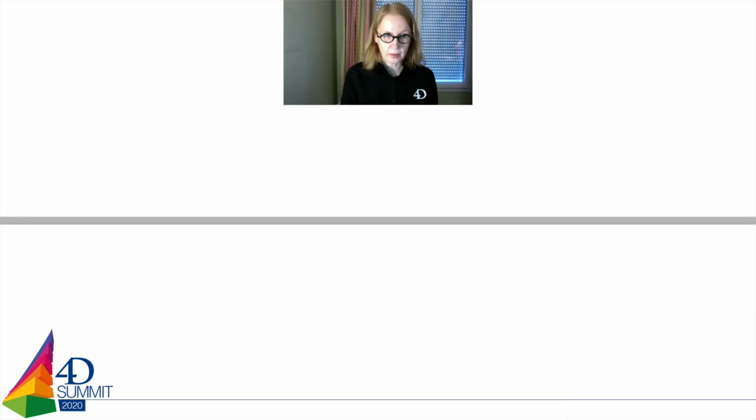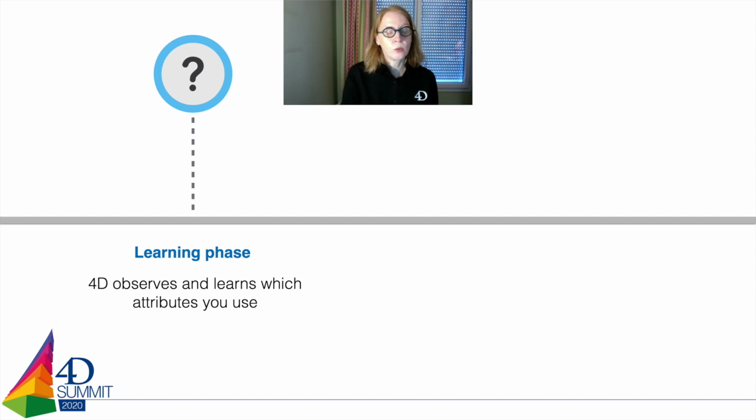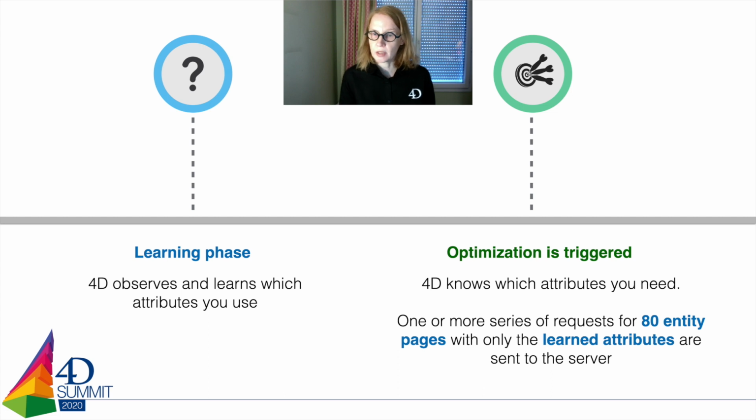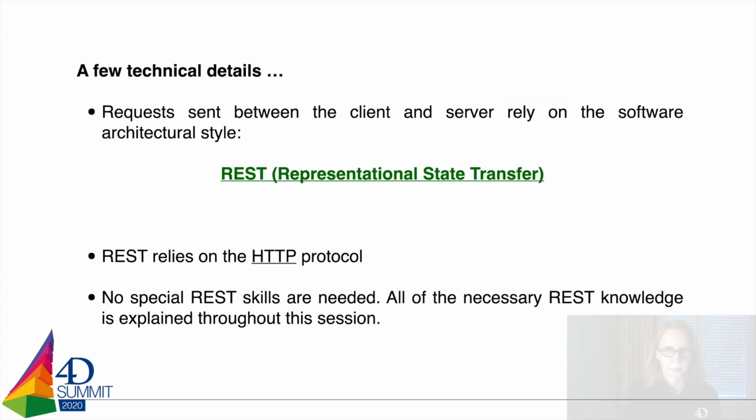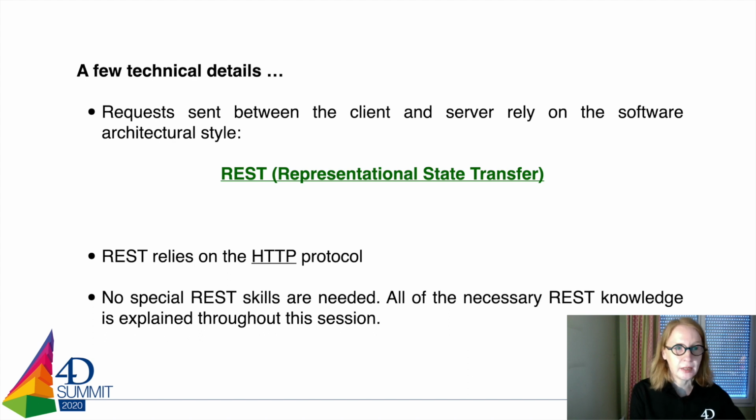So to summarize, we have the learning phase where 4D observes and learns, and we have the optimization. Series of requests only for the learned attributes are sent to the server for 80 entity pages. Just a few technical details before going on. Those requests rely on the REST protocol, but no special REST skills are needed. I will explain all the necessary REST knowledge during the demo.